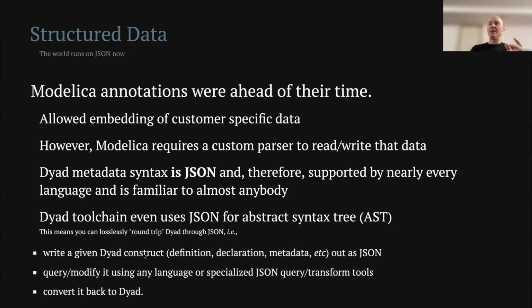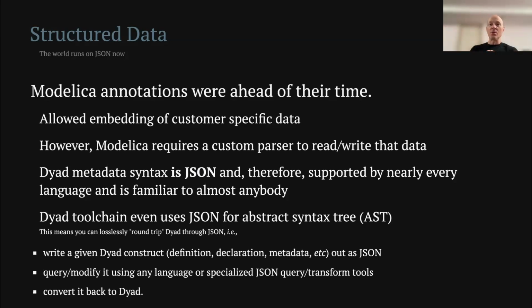You can then manipulate that thing. So for example, you can take a given Dyad entity, a definition, a declaration, metadata, and write that out as JSON. The tools already do that. What I'm saying is our tools already support that. For example, our forthcoming command line tooling will allow you to do this.